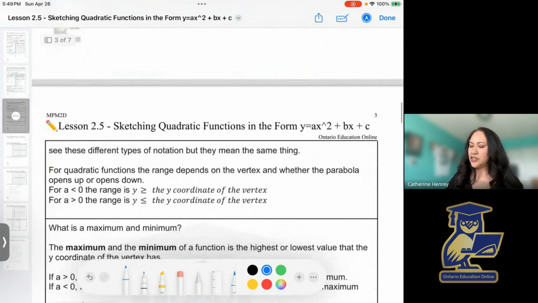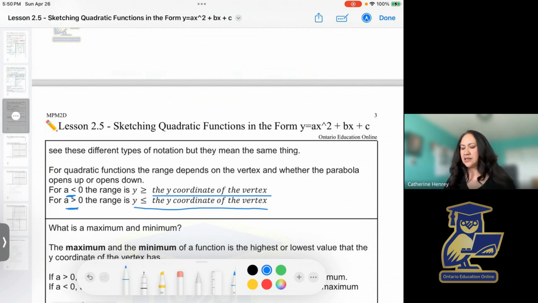For quadratic functions, the range depends on the vertex and whether the parabola opens up or opens down. So for a's that are less than 0, the range is less than or equal to the y-coordinate of the vertex. For a's greater than 0, the range is greater than or equal to the y-coordinate of the vertex. Because if a is less than 0, we know the parabola opens down, and if a is greater than 0, we know the parabola opens up.